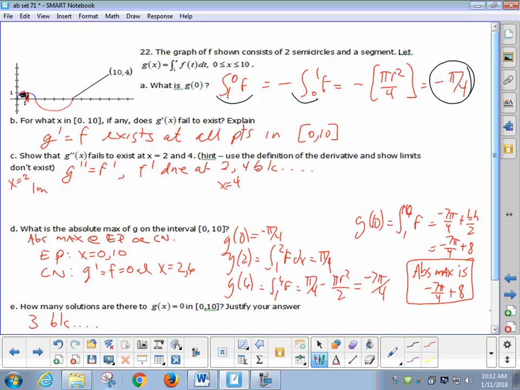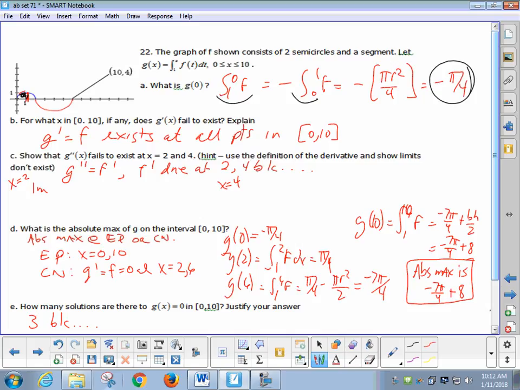But it's a sharp turn, but that doesn't keep F from existing. That keeps F prime from existing. And that'll be a problem in a second. But in terms of F, the graph is smooth. It's continuous. It exists everywhere. G prime, which equals F, exists at all points. There is no hole, no asymptote, no problem with the graph. It's continuous. It's defined for all values in 0 to 10.